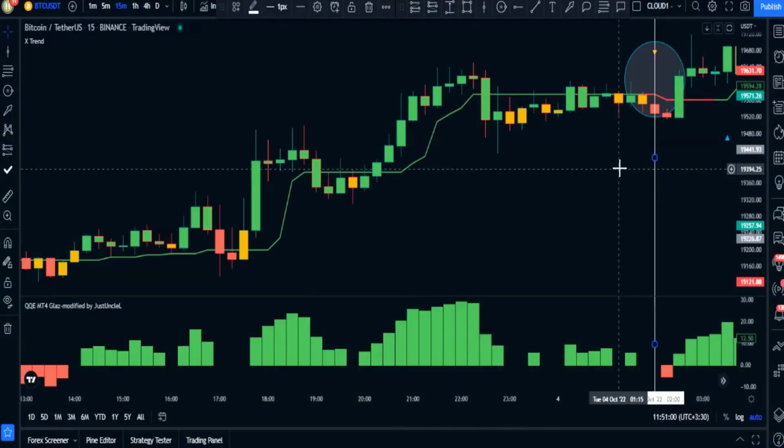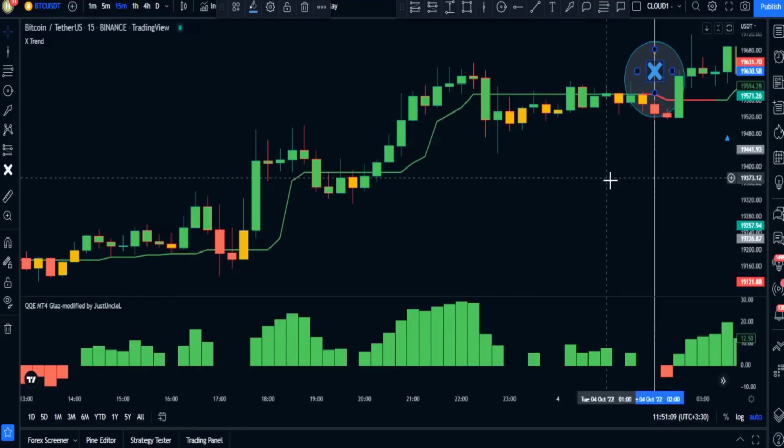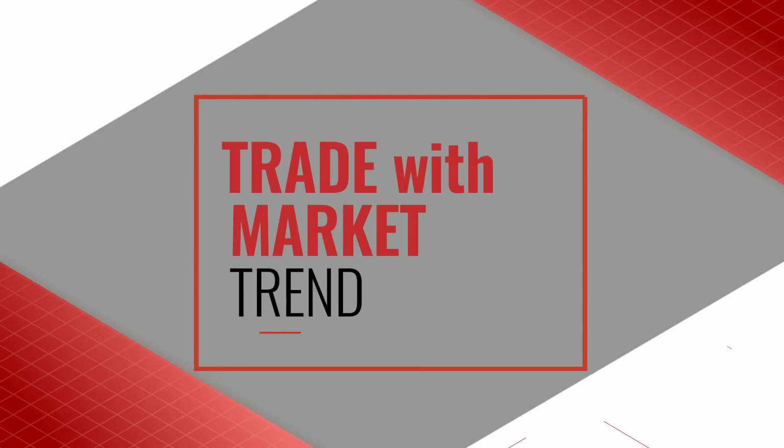We have a sell signal by the X trend indicator, but it's not confirmed with the QQE indicator. So this is a fake signal. But it's always great to trade with the trend direction of the market. So let's add the third indicator to do that.